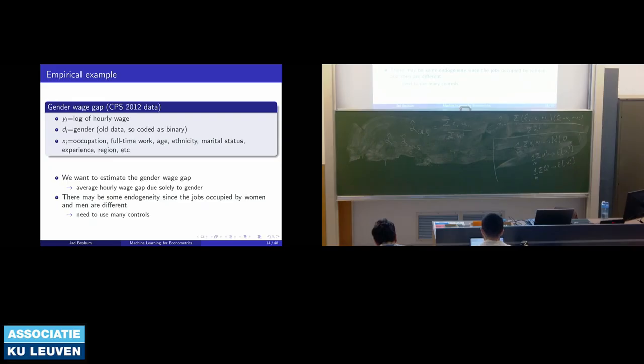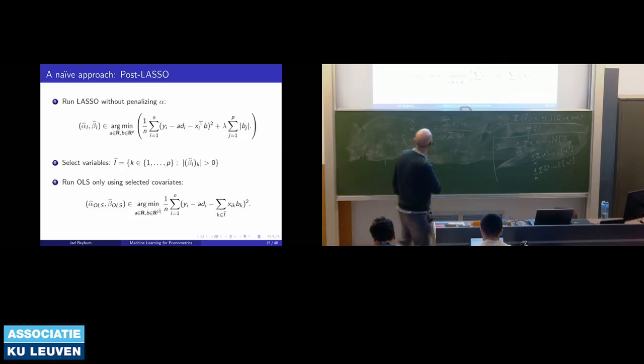Another example is the gender wage gap that we saw. So I want to isolate the effect of gender discrimination on wages. So I want to regress the logarithm of wage on a dummy variable for gender and many controls. A naive approach to this would be to say, I do post-lasso. So post-lasso is this. I first run a lasso regression where you will notice, as I said, I don't penalize alpha because I always want to keep alpha in my regression, right? Because that's my parameter of interest.